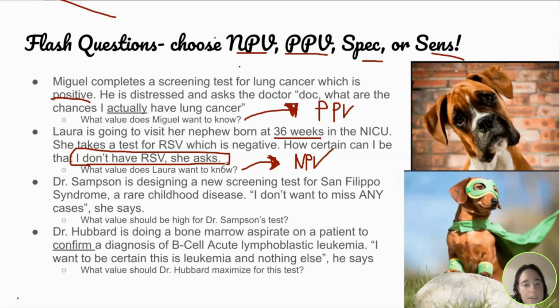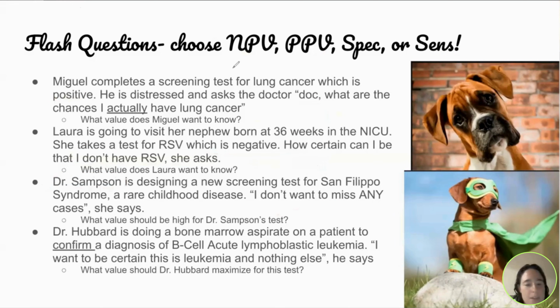And then here, Dr. Sampson is designing a new test for Sanfilippo syndrome, a rare childhood disease. I don't want to miss any cases. So if Dr. Sampson doesn't want to miss any cases, what value is he caring about? Sensitivity, good.